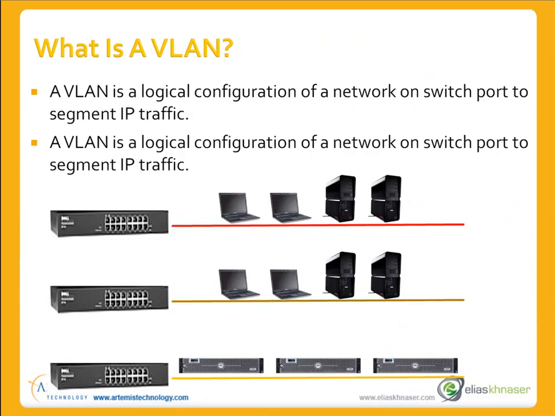Alright, so now let's shift our attention a little bit and talk about VLANs. So what's a VLAN? In a very brief definition, a VLAN is a logical configuration of a network on switch ports to segment IP traffic. What this basically means is, without VLANs, all the physical ports on a physical switch end up being part of the same subnet or the same network. So without VLANs, there's no way to carve up those ports to say, I want this specific port to connect to this network while that specific port connects to that network. All the ports are part of the same network.